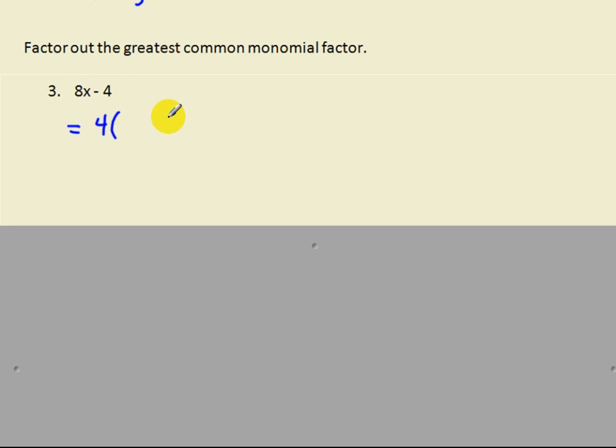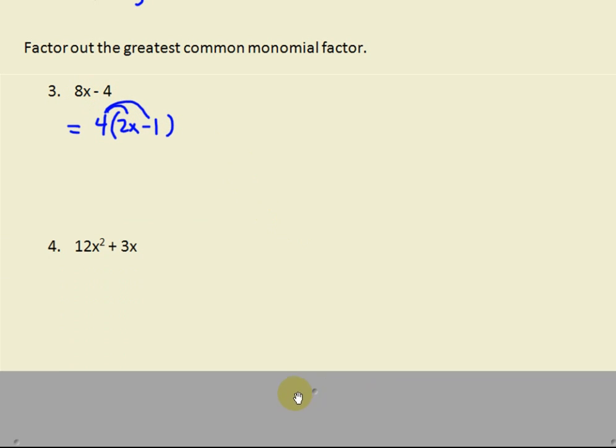So we're going to have 4 parentheses, and then 8x divided by 4 gives you 2x, and negative 4 divided by 4 gives us negative 1. So we factored out a 4, and this gives us 4(2x - 1). What we're really doing is the reverse of the distributive property, and you can check your work by applying the distributive property again. 4 times 2x is 8x, and 4 times negative 1 gives you negative 4, so we did our work correctly.